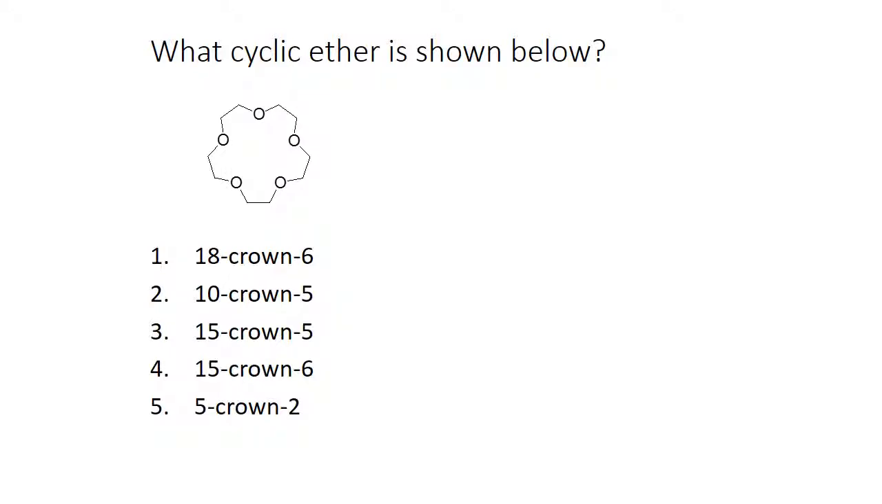What is the name of this cyclic ether? Well, if I count up all the carbons, you would find there are 10 carbons and 5 oxygens. The total number of atoms in the ring is 15, and there are 5 oxygens, so it's 15-crown-5.